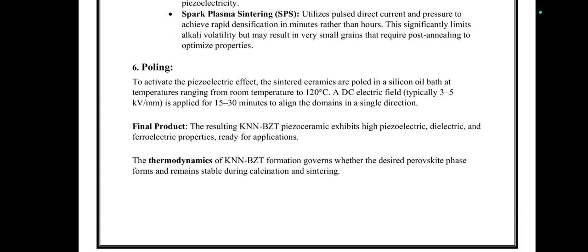And the last step is poling to activate the piezoelectric effect in the material. The sintered ceramics are poled in a silicone oil bath at temperatures ranging from room temperature to 120 degrees Celsius. A DC electric field, typically 3 to 5 kV/mm, is applied for 15 to 30 minutes to align the domains in a single direction. Final product: the resulting KNNBCT piezoceramic exhibits high piezoelectric, dielectric and ferroelectric properties, ready for applications.